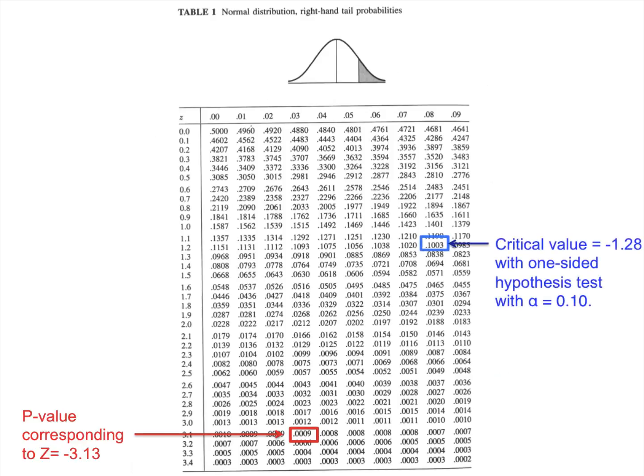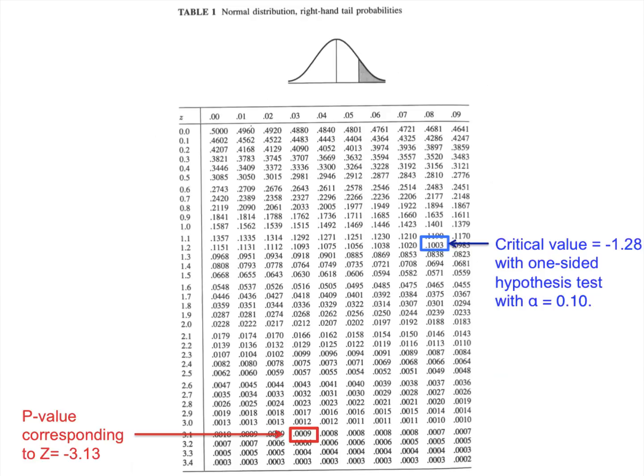We determine a critical value by taking our alpha level of 0.10 and find that the associated critical value with a one-sided hypothesis test is negative 1.28. And so what this means is that any z-score below negative 1.28 is in our rejection region, meaning that any z-score below this value will have a p-value smaller than our significance level of 10%.